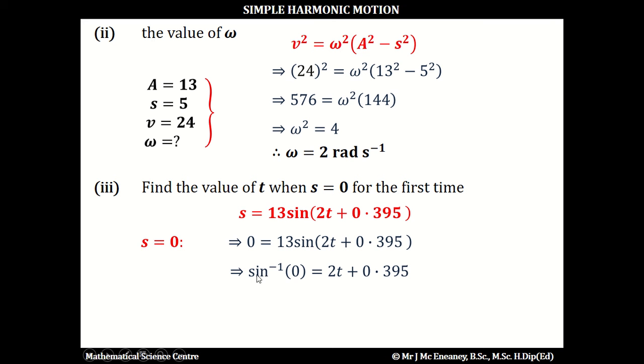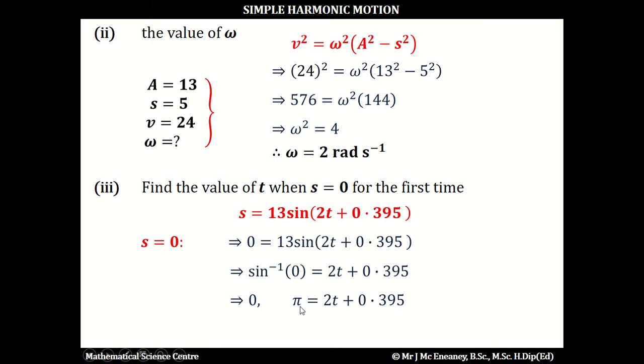Now, inverse sine of 0 has an infinite amount of solutions. The first solution is 0, and the second solution then is pi minus 0, which is pi. So we could have 0 or pi equals 2t plus 0.395. Now 0 doesn't work because if 2t plus 0.395 equals 0, if you bring the 0.395 across and subtract it from 0, it gives a minus number, and that would give a minus time.